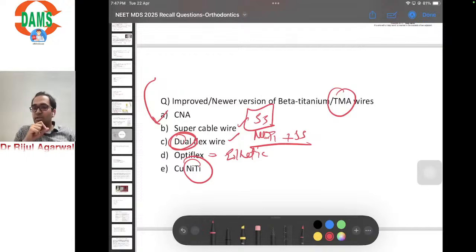Again I am saying, the question was asked about arch wires. CNA is not given, CAN is given. You cannot have CAN, there is no such thing as CAN, there is no kind of wire called CAN. If anyone has any other option, or others are also saying CNA is given, remember that CAN is given, so there is no arch wire or material as such.